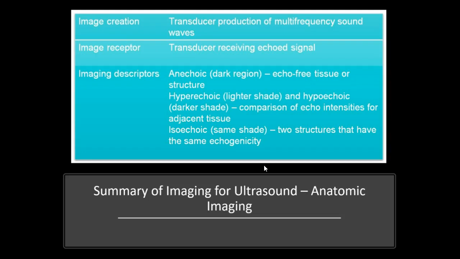The summary of ultrasound is you have your image creation. You use a transducer. That's what the handheld unit is called, which has the vibrating crystals in it that produce the sound waves. The image receptor is also the transducer, so it sends and receives the echo signal. Anechoic is dark and echo-free, hyperechoic is lighter, and hypoechoic is darker. So isoechoic is the same.